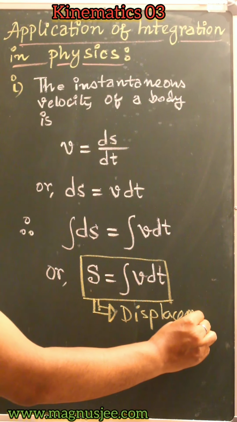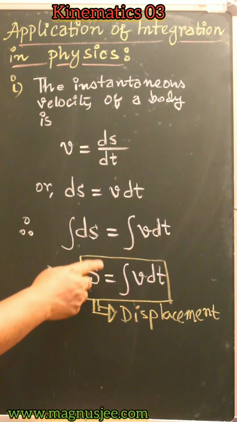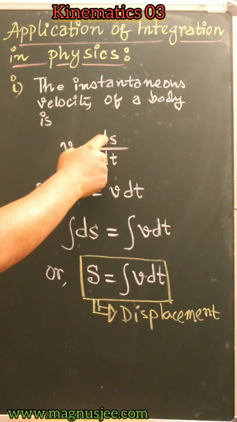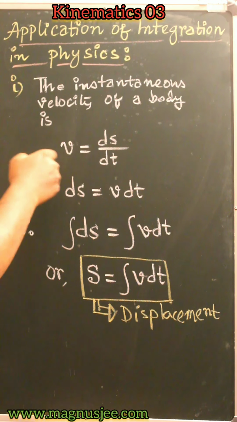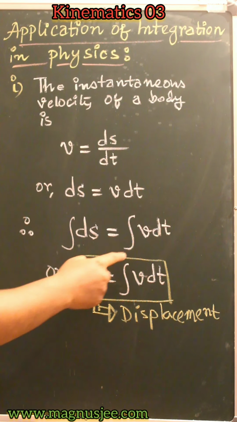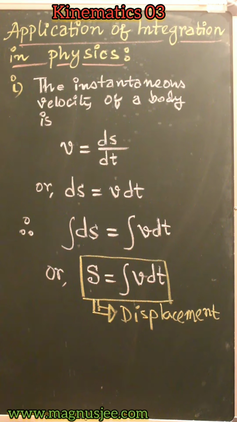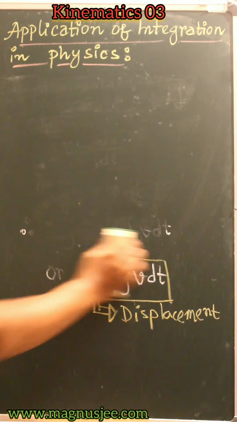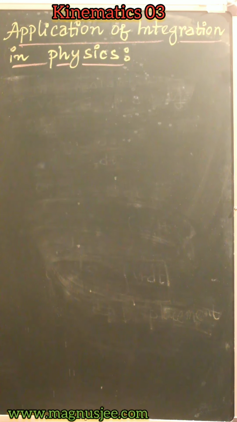So if we want to find displacement from velocity, we have to use integration. S is equal to integration v dt. ds is small change in displacement, and if we differentiate displacement we get velocity. Now if we integrate velocity over time, we get displacement. Now we have to erase this part to write down the next concept in connection with the application of integration in physics.